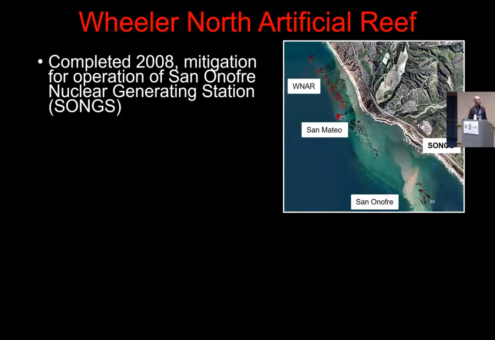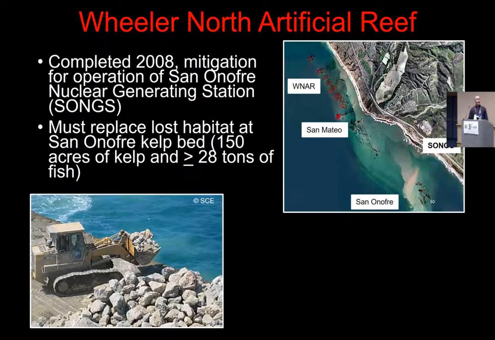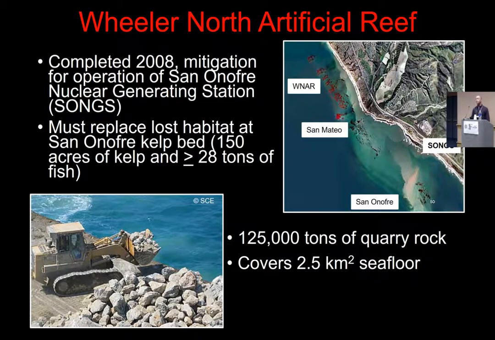Recently we've been working on the Wheeler North Artificial Reef, and Steve's going to be talking a lot more about this reef. It's a large mitigation reef built in 2008. It was a mitigation reef to replace lost kelp habitat from a kelp bed off San Onofre, where about 150 acres of kelp were lost and about 28 tons of fish were believed to be lost as a result. So 125 tons of quarry rock were brought in to create reef modules covering about 2.5 square kilometers of habitat. So this is a big artificial reef.